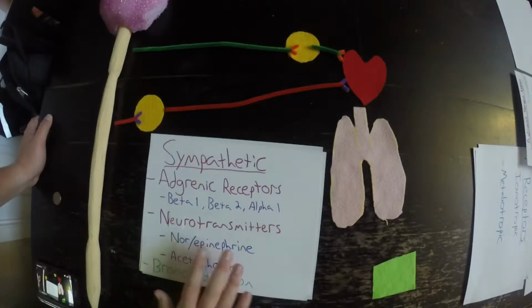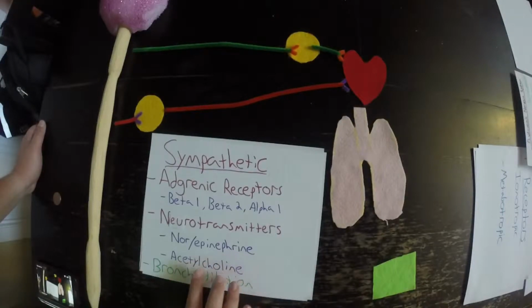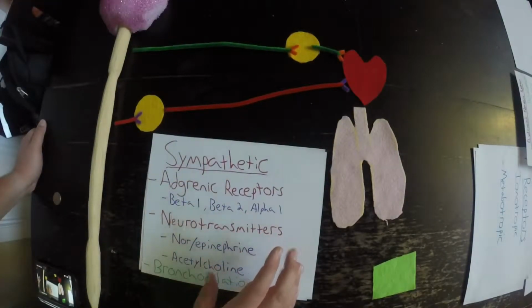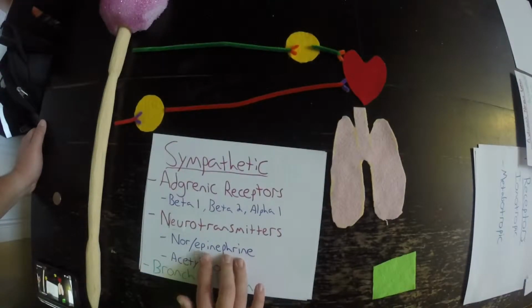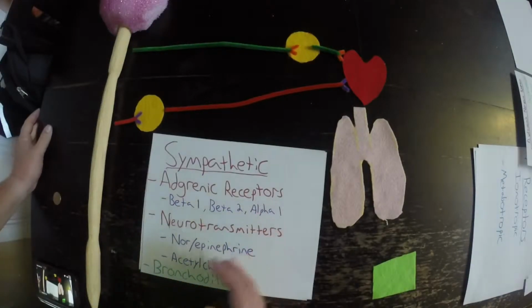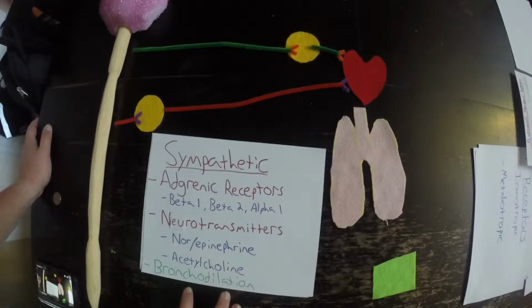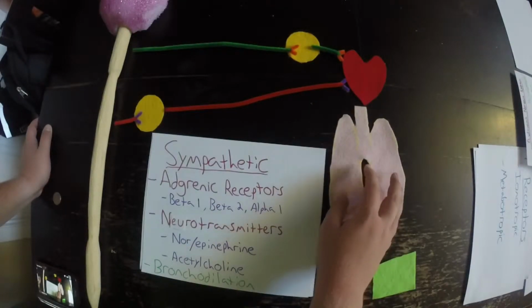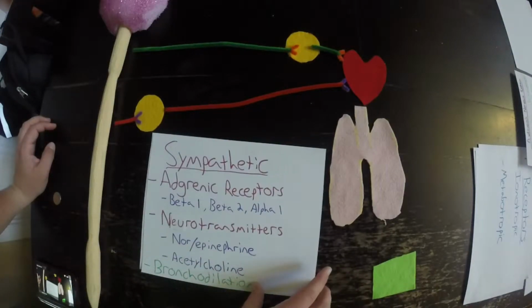For the neurotransmitters, there is norepinephrine, epinephrine, and acetylcholine. Acetylcholine for the sympathetic division is mainly just for sweat glands, whereas norepinephrine and epinephrine are the neurotransmitters for the rest of the sympathetic division. Bronchodilation is also part of the sympathetic division. This is where the bronchial passage in the lungs will dilate or expand, allowing more oxygen to flow through the lungs.